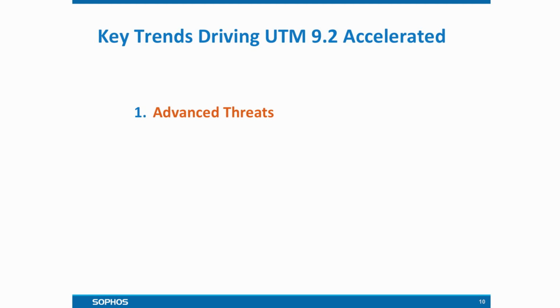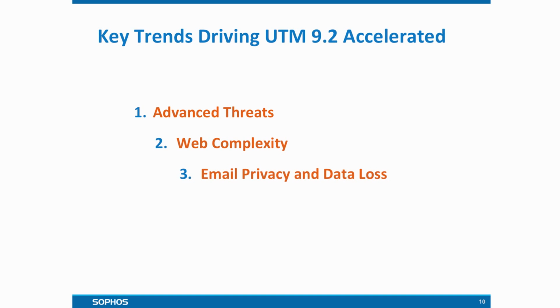So in summary, the key trends driving the development of UTM 9.2 accelerated include advanced threats, the complexity of web security for the average IT manager, concerns about email privacy and data loss, and the discontinuation of Microsoft TMG.